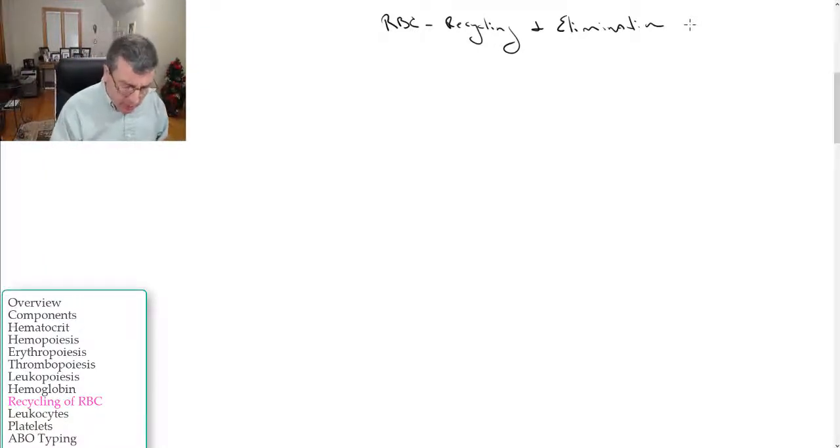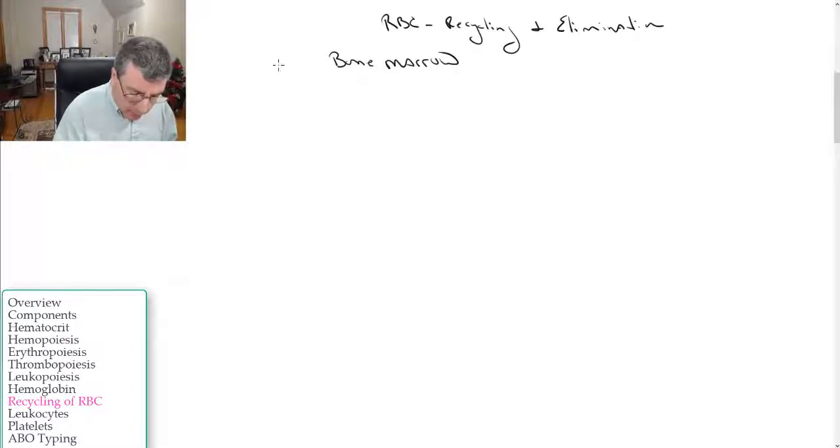So I'm going to start off at the bone marrow since that's where the blood is going to be produced. So let's do bone marrow. Okay, so let me put red bone marrow. Okay, you don't want it yellow. And let's kind of follow this through.